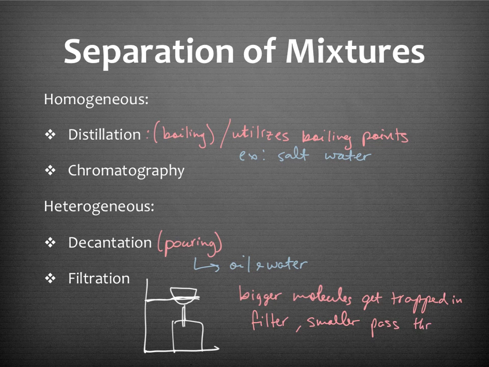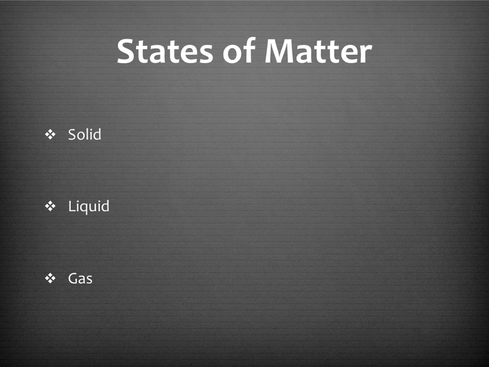So if you think back to the lab, the sand got stuck in the filter paper because it was the bigger molecule, whereas the salt water, being smaller, seeped through and landed in this beaker, like that. All right, solids, liquids, and gases. These are the three states or phases of matter. And if you see those symbols, S, L, and G, next to a certain symbol in a chemical formula, then that indicates the state of matter it's in. So solid, liquid, and gas.